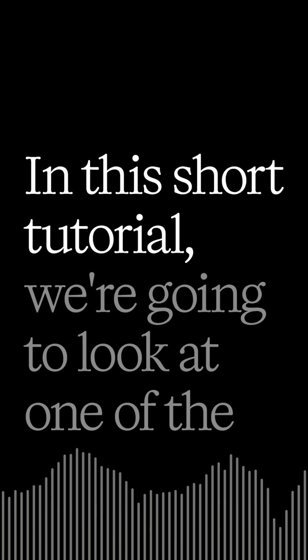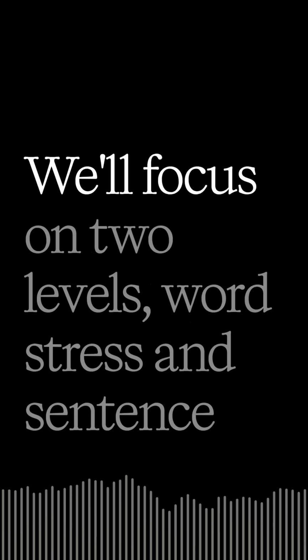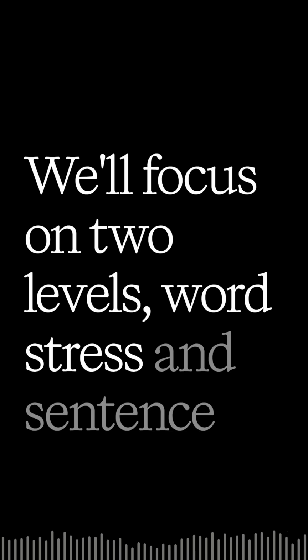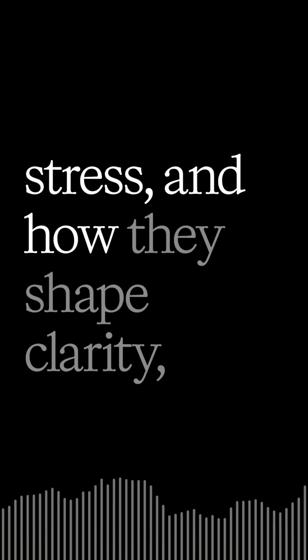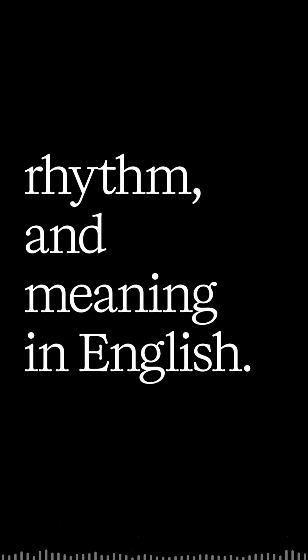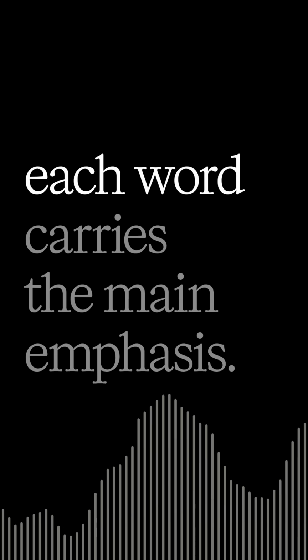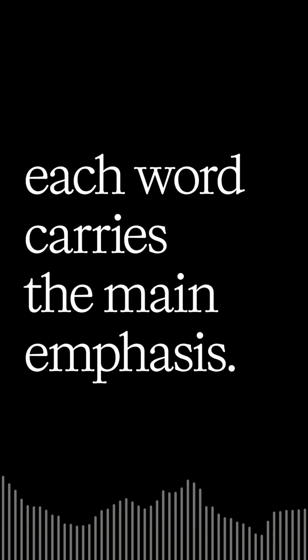Hello, in this short tutorial, we're going to look at one of the key features of spoken English, stress. We'll focus on two levels, word stress and sentence stress, and how they shape clarity, rhythm, and meaning in English. So first, word stress. That's about which syllable in each word carries the main emphasis.